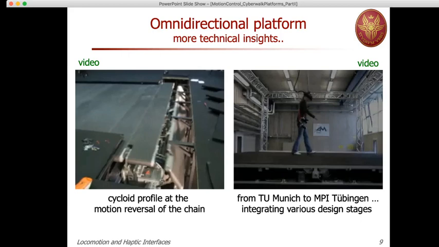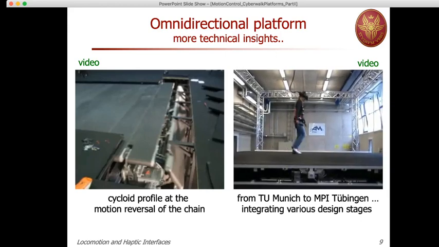The second video again summarizes a number of things. You will see how the first tests were already made using some HMD device in Munich. The platform was not yet complete, but here you will see the user moving while the chain is rotating and while, of course, the treadmills are in motion in order to compensate for the locomotion of the user. Then you will see how this was dismounted, and in fact we need large trucks to bring the whole structure from Munich to Tübingen, still in Germany.